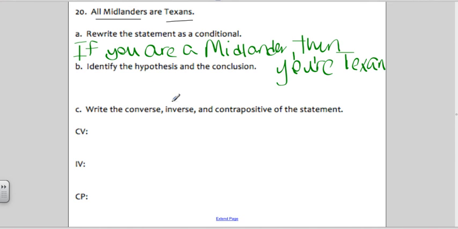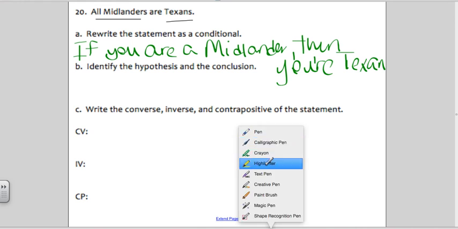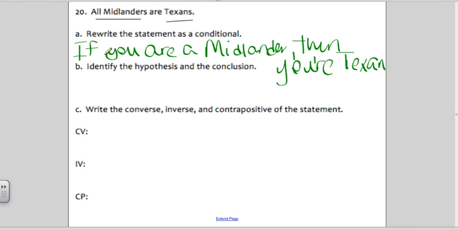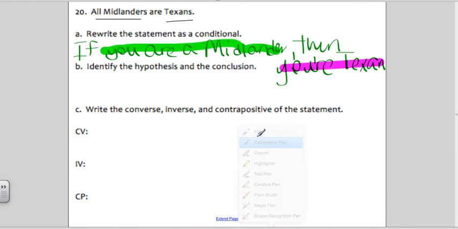All right, so what is my hypothesis here? So let me highlight that. So my hypothesis is after if. So you are a Midlander. Then my conclusion would be you're Texan. I'm not going to rewrite them. I'm just going to highlight them. You can rewrite them again down here if you like. The next thing we're going to do is write the converse, inverse, and contrapositive.